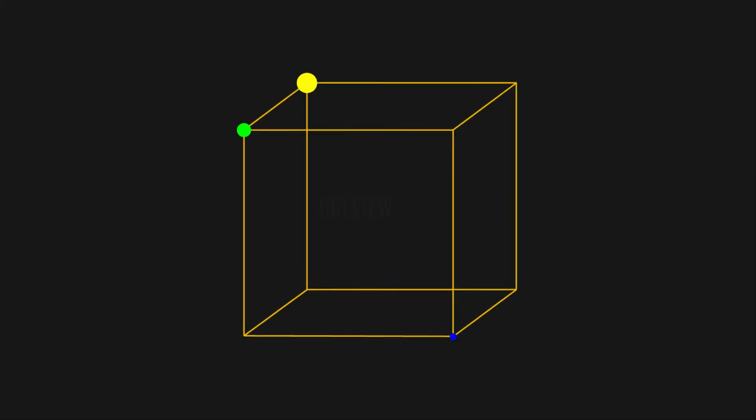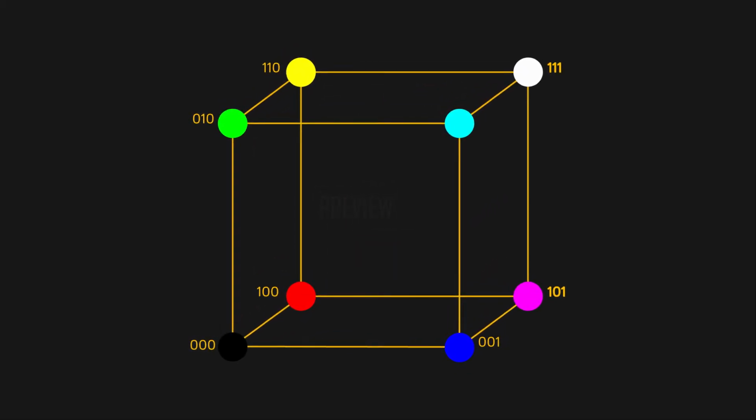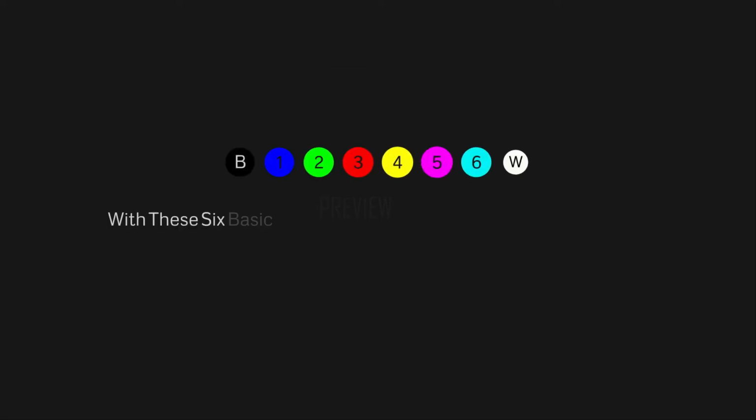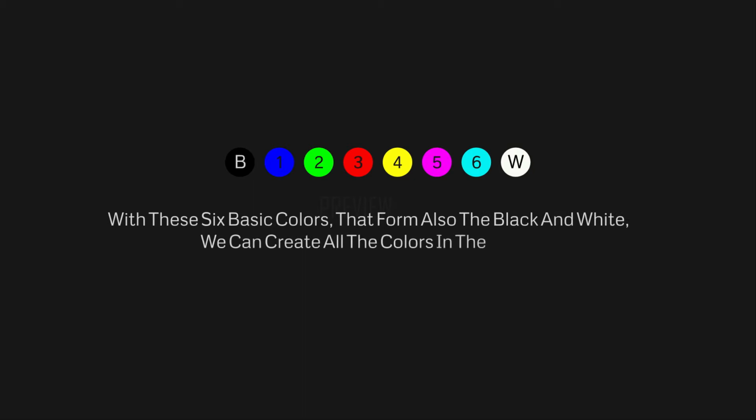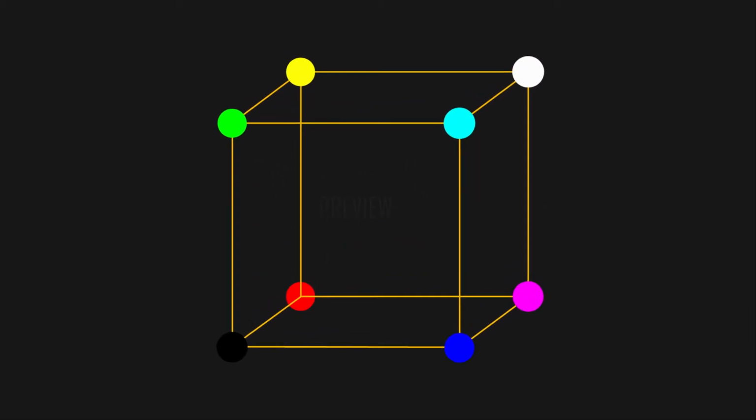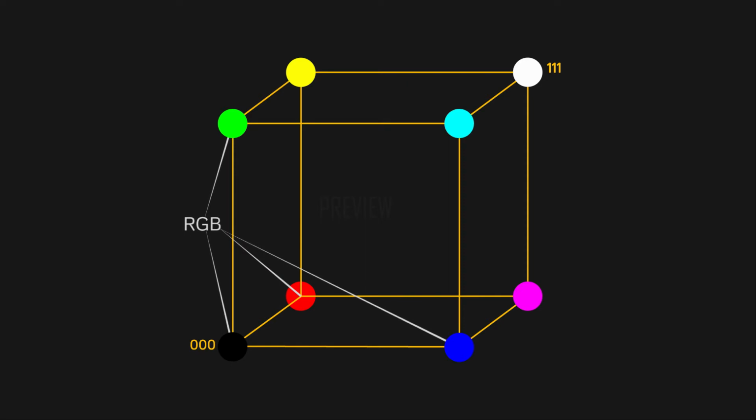Color cube. We build the color cube with these three additive and three subtractive colors, RGB and CMYK. With these six basic colors that form also the black and white, we can create all the colors in the world. The position of each color in the cube is not arbitrary. It follows a strict logical order with black on one extreme, 0, 0, 0, and white on the other, 1, 1, 1. The 3 points closer to 0, 0, 0 host the RGB or primary colors. Those closer to the 1, 1, 1 host the CMY colors.